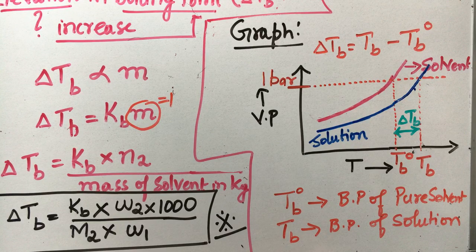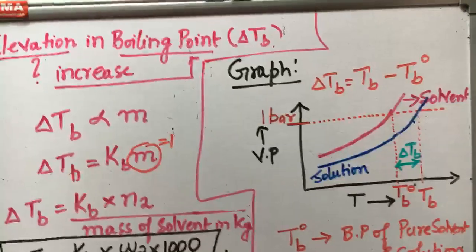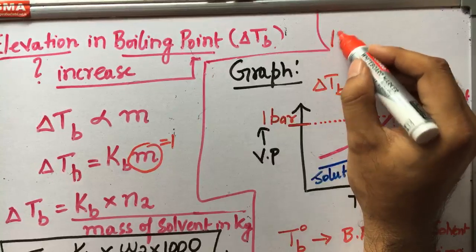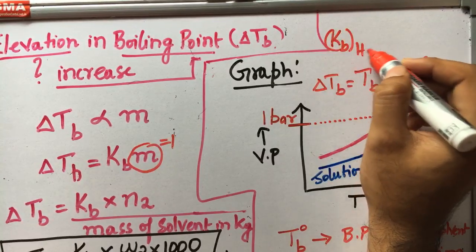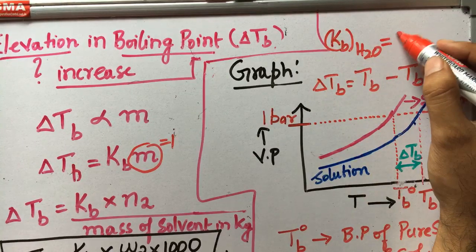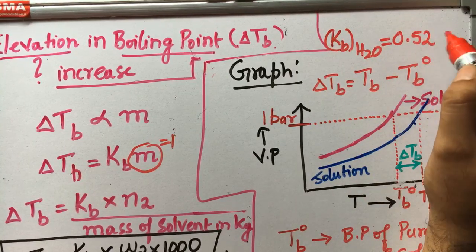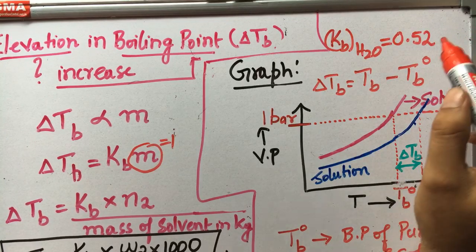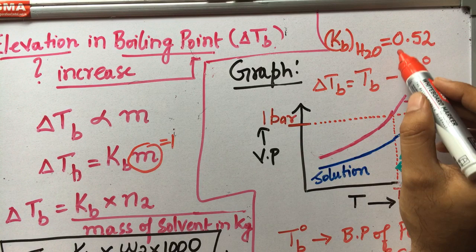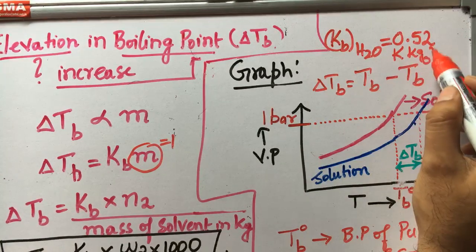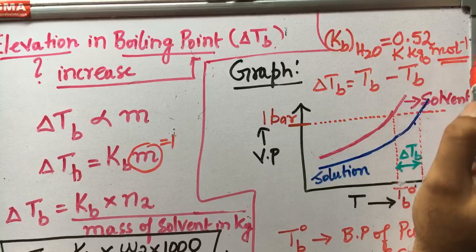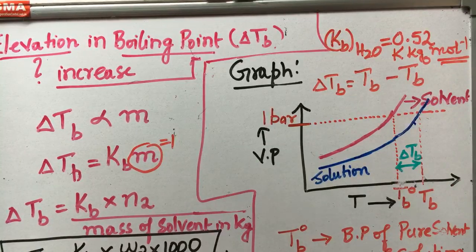Now, usually the value of Kb would be given in the question paper, but Kb of water, you need to remember. It is better to remember 0.52. The unit we have already discussed. What is the unit? Kelvin kg per mole. So this value you need to remember. Kb is equal to 0.52 Kelvin kg per mole for water. For problem solving, you need to know this. Usually it will be given in the question paper. If not given, for water you need to remember this value.